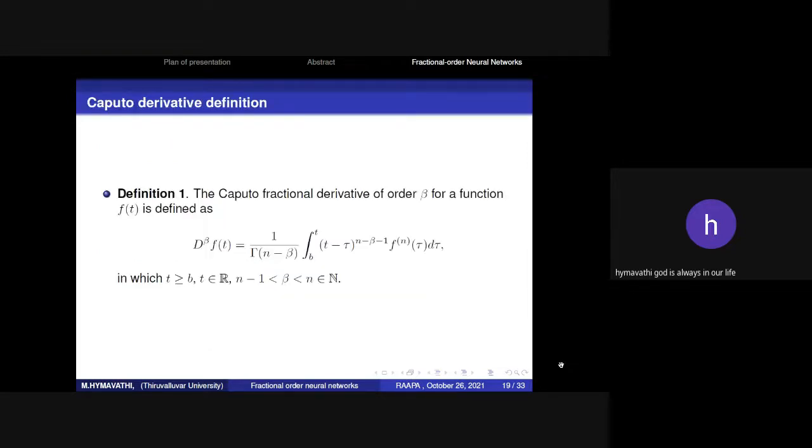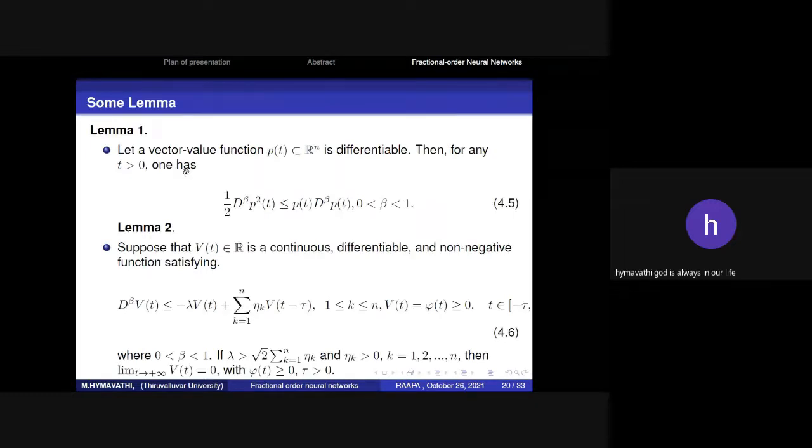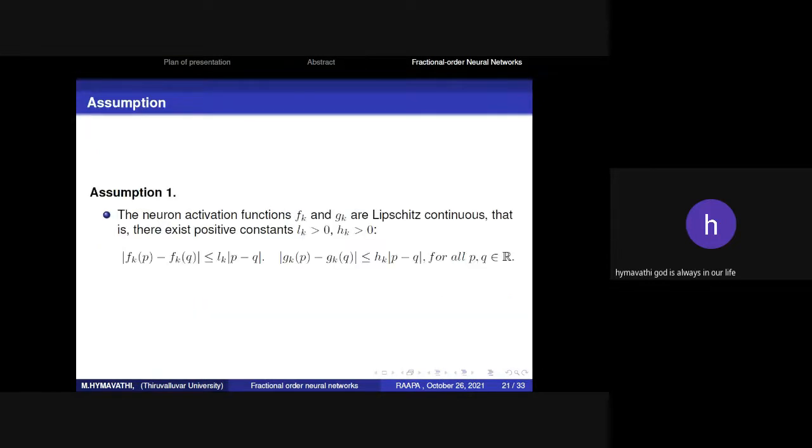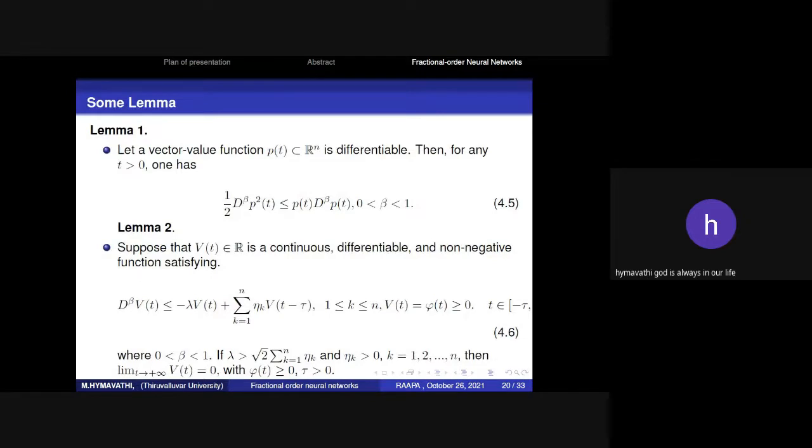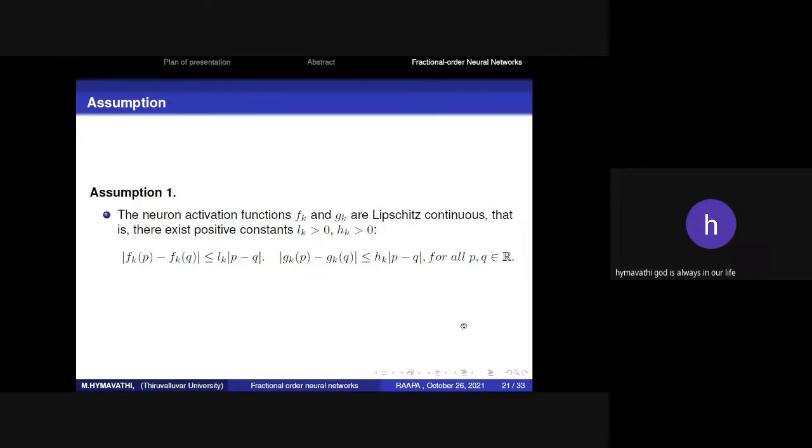Here, if you want to find the fractional derivative, we can use some definitions. The Caputo fractional derivative of order beta of a function f of t is defined like this: d power beta of f of t equals 1 by gamma of n minus beta, integral from b to t of (t minus tau) power n minus beta minus 1 times f power n of tau d tau. Here I am using lemma 1 and lemma 2. If the lemma is satisfied, then my theorem should be satisfied. Here I am using the assumption like this.